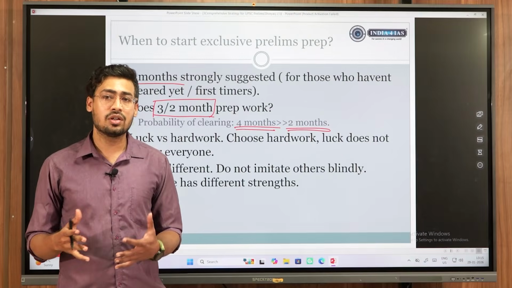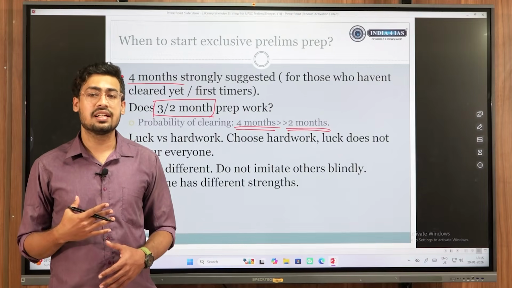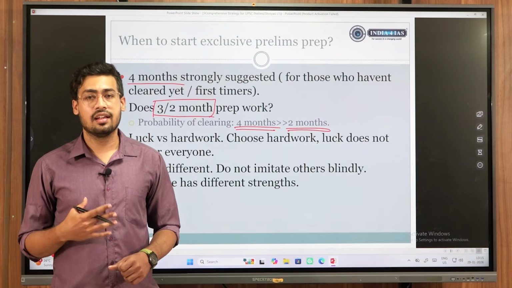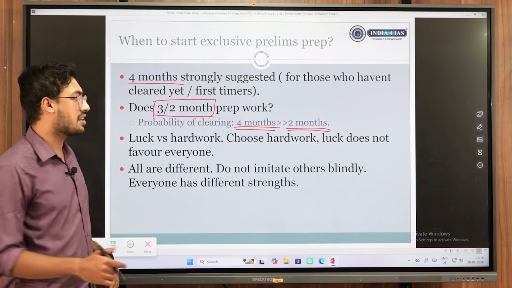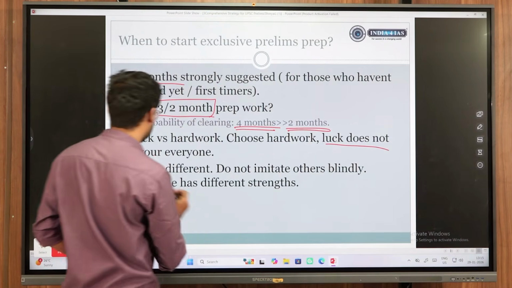There is always this debate of luck versus hard work. We need to analyze that it is only hard work which is in our hands. Luck is not in our hands, and luck, in general, does not favor everyone.